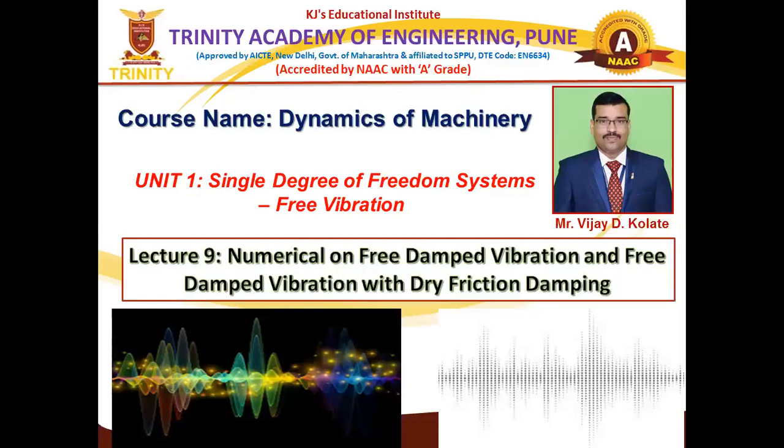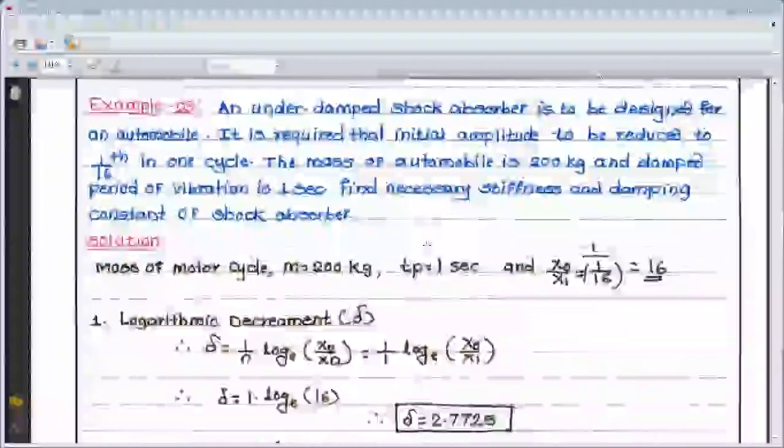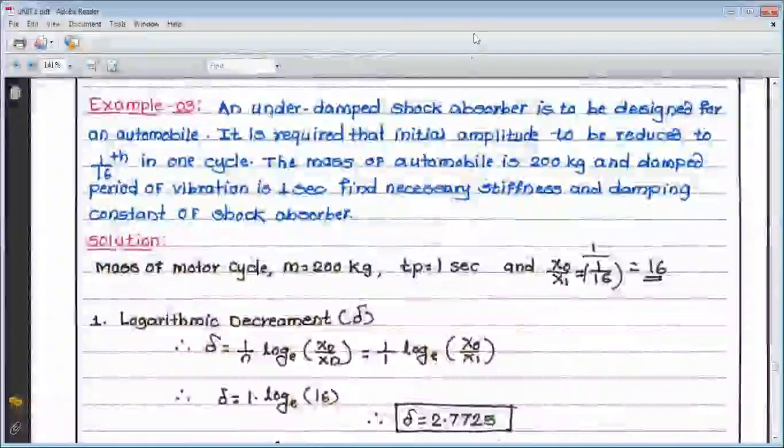In the previous 2 to 3 lectures, we have seen the free damped vibration with viscous damping. Now in this lecture we are going to see free damped vibration with dry friction damping. So let us start the numerical on free damped vibration. In lecture number 8 we have seen 2 examples. Now we are going to start with our third example in free damped vibration.